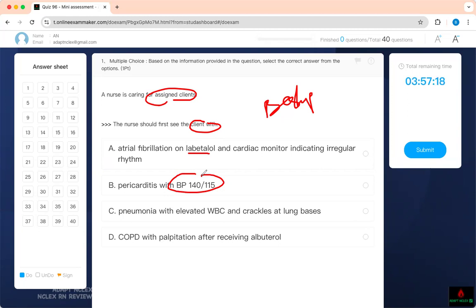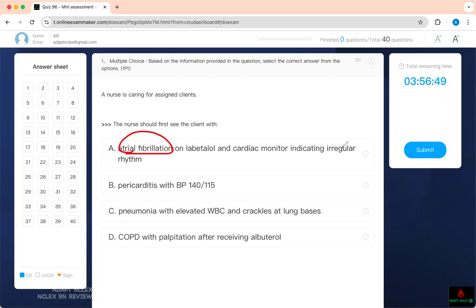Pneumonia with elevated white count and crackles at the lung bases. COPD with palpitations after receiving albuterol. Go through each one of them and see if it's expected. If it's expected, you move on. If not, you have to be sharp: deal with the breathing, electrolytes, shock, sepsis, airway, neurological problems, and pain. Pain can cost your life. Therefore, if you have AFib, I expect you to have an irregular heart rhythm, and you are being treated with labetalol, which is providing rate control.